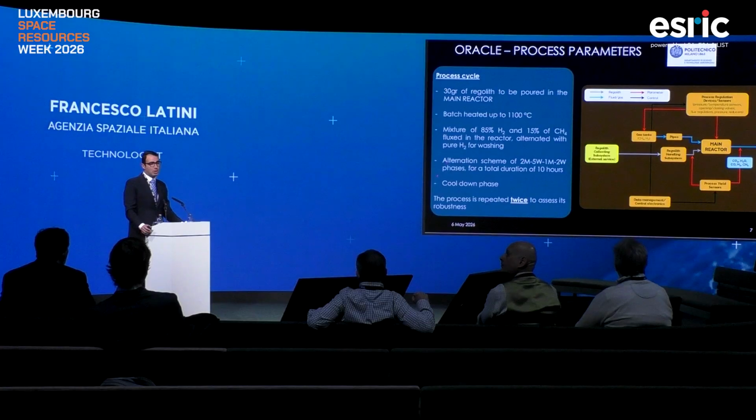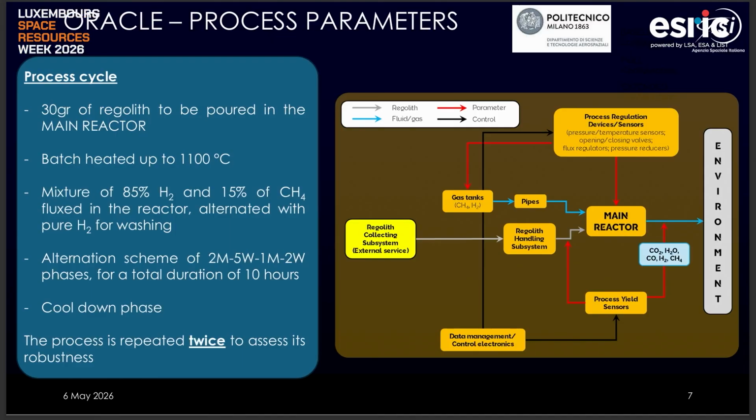The Oracle configuration is summarized in these schematics here. As you see, we have a main reactor in which we want to pour 30 grams of regolith per cycle. We aim at repeating this twice in order to assess its robustness, as I anticipated at the beginning.